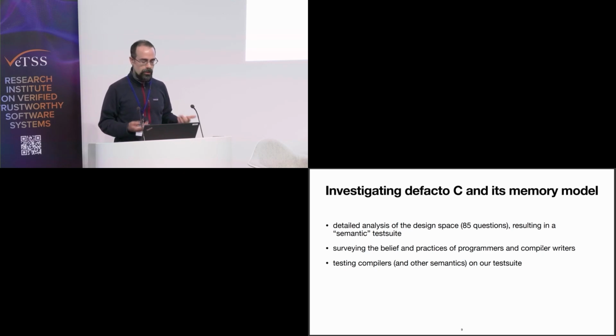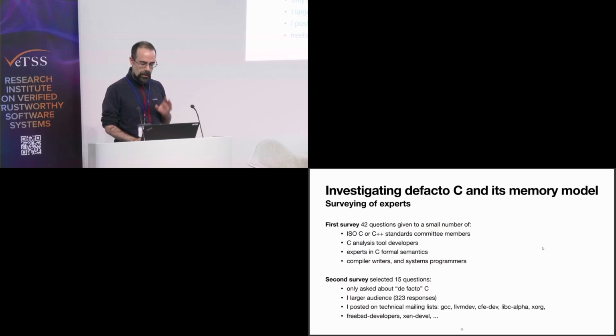But when it is not, we needed to come up with a model. And to do that, we started exploring, listing what the possible design space was by collecting semantic questions and designing a test suite by writing lots of small programs and questions about them. And then we went to the C practitioners and conducted 2 surveys. One was first targeted at experts, members of the C and C++ standard committee, writers of analysis tools, other experts in the C formal semantics, compiler writers. And we had a second survey which was targeted to a larger audience.